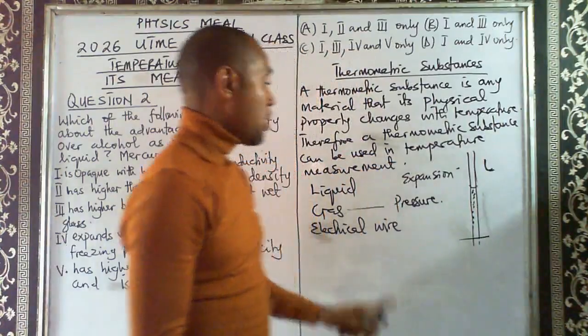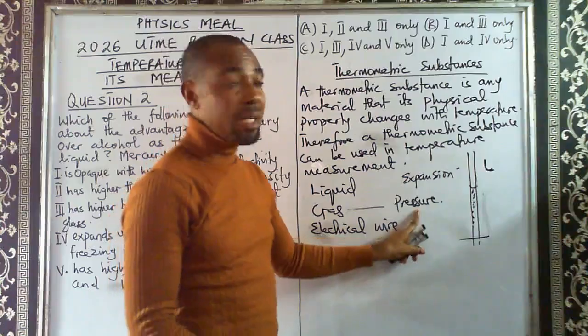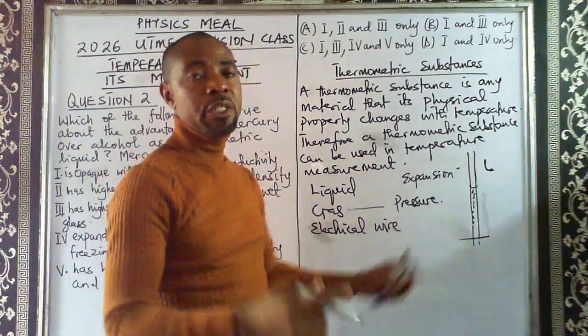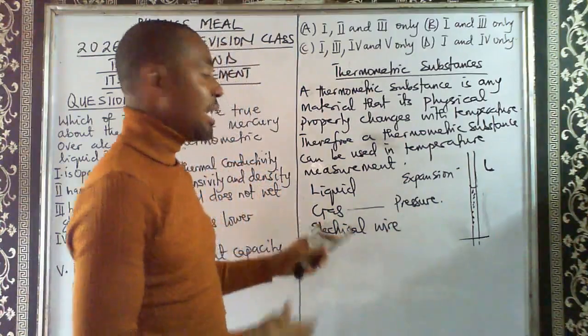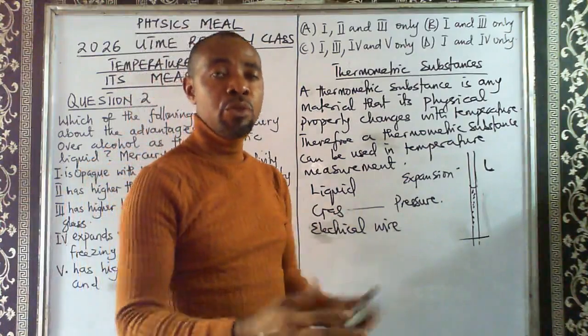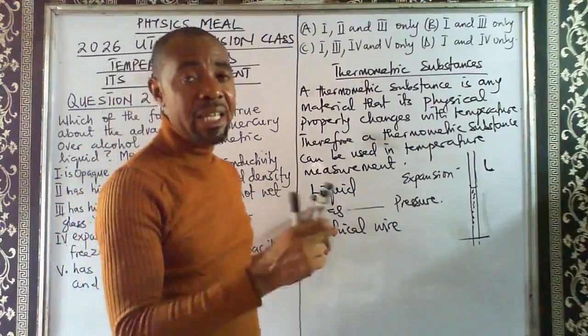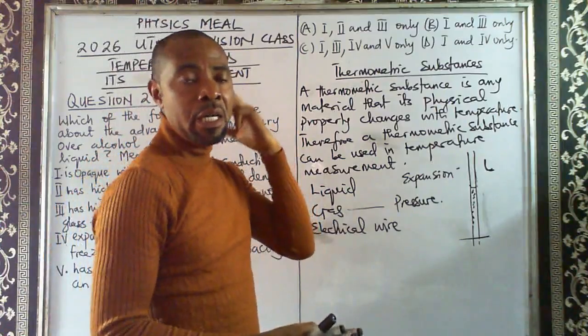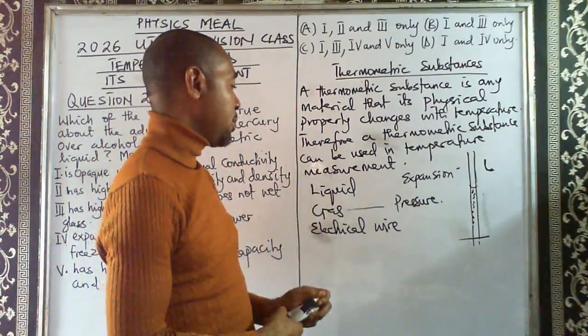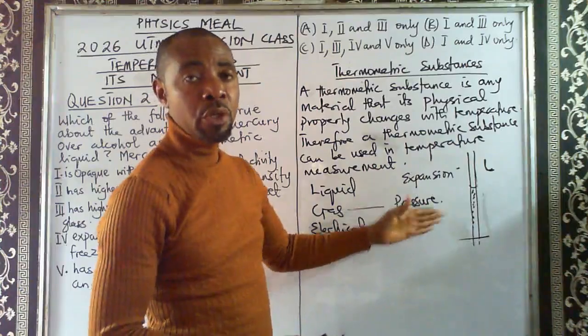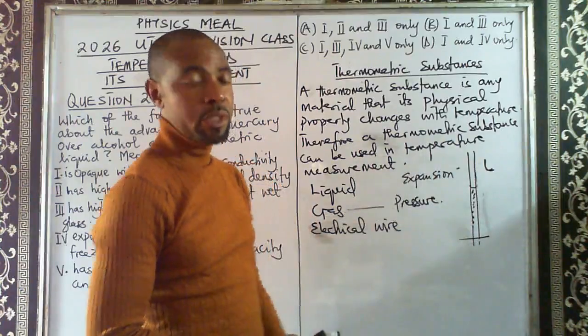Or fall. But for gas, we look at the change in the pressure of a gas as temperature changes. We use it as the basis for temperature measurement. So the physical property in a gas that we consider as the basis for temperature measurement is the pressure, because pressure changes with what? With temperature.